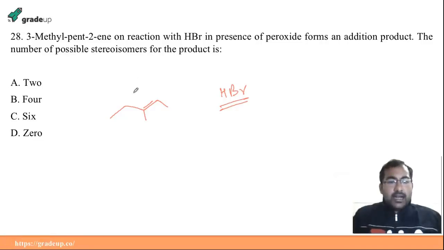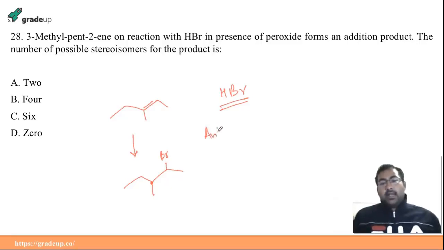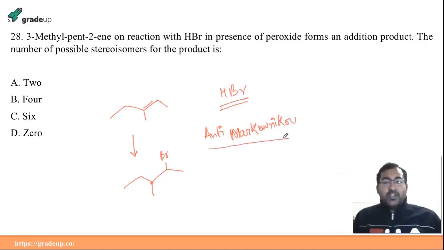So what do you get here? Eventually, when this bond goes through the addition, you get a compound like this. So H will get attached here, and Br will get attached here. This is the anti-Markovnikov addition, right? If you don't know it, then you haven't studied organic chemistry at all. Okay, so you should know this one.